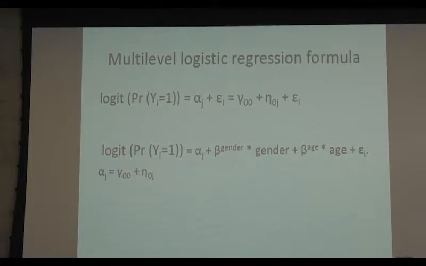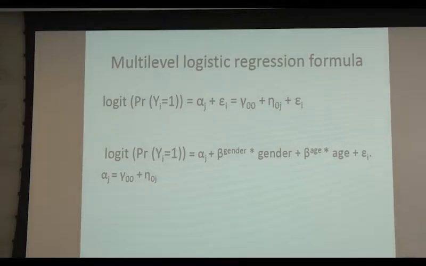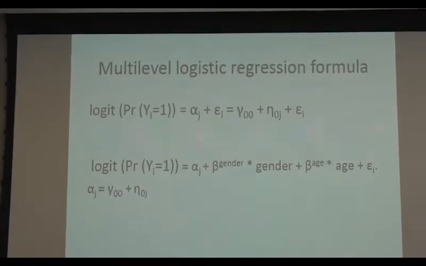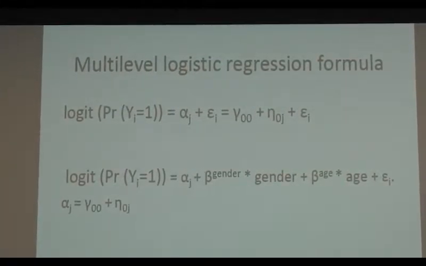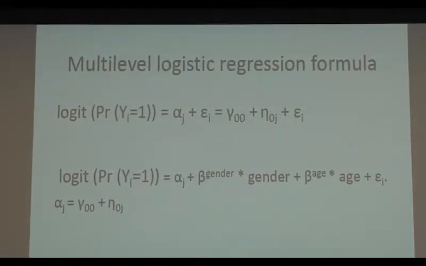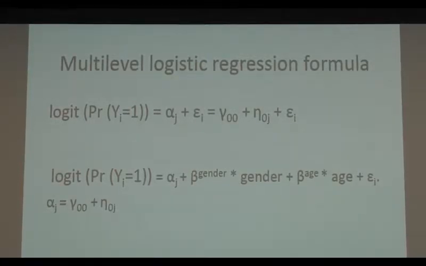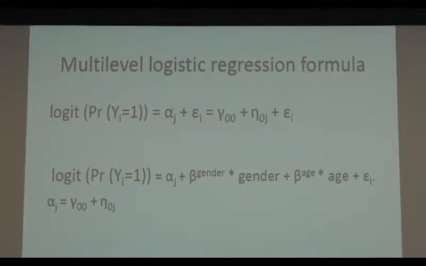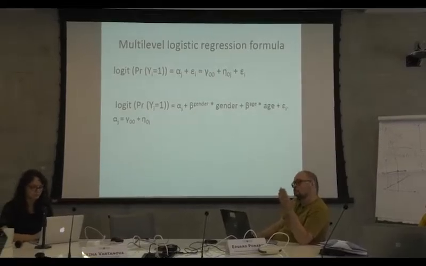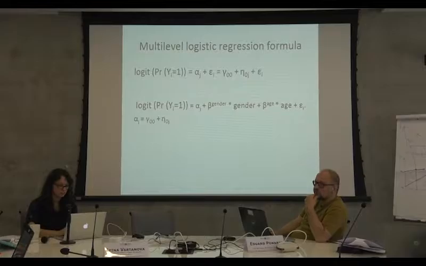On the top you have an empty model, which is essentially the same as in linear multilevel regression. So there is alpha variance and there is epsilon variance. The difference on the left side of the equation is that instead of y, which is binary, either 0 or 1, we model the logit of the probability that y equals 1. This is the only difference.